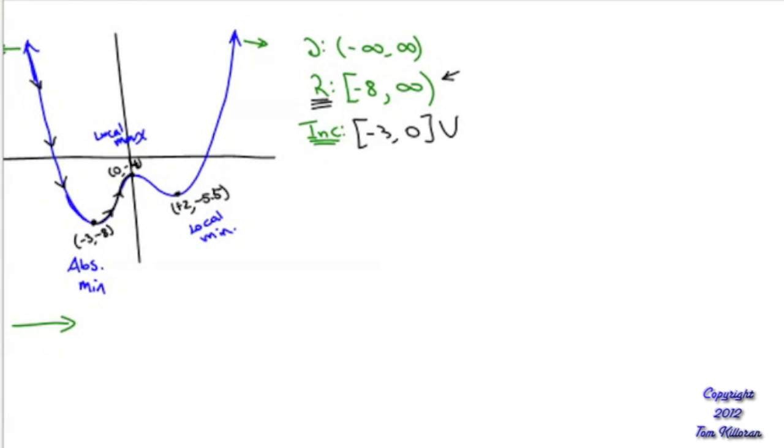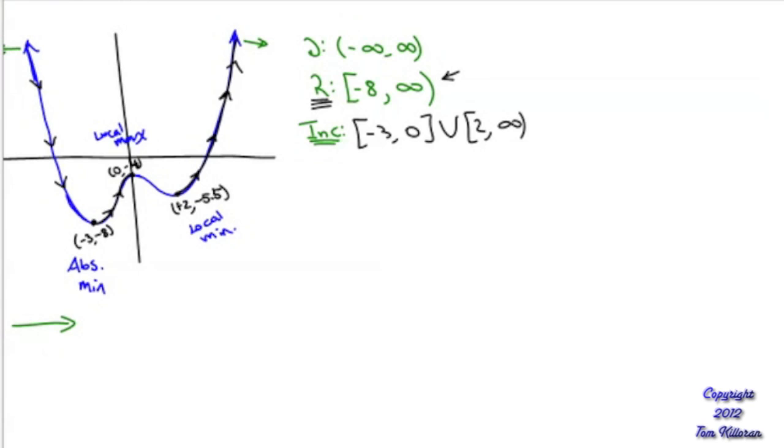Is it increasing anywhere else? Yes, it's increasing here. As we move left to right on this graph, it starts going up through this interval. So what is that interval? 2 to infinity along the x-axis, not because the arrow is pointing up, but because the arrow is pointing to the right.